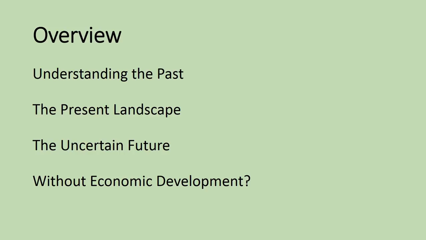So we're going to talk a little bit about the past, in terms of how our national economy has developed, and its implications at the local and regional level. We'll look at the present landscape of our economy, how what's going on at a global and national level is affecting us regionally and locally, and then talk about the future, particularly its uncertainty, and what all this means, not just in terms of why we need economic development, but what happens without economic development.